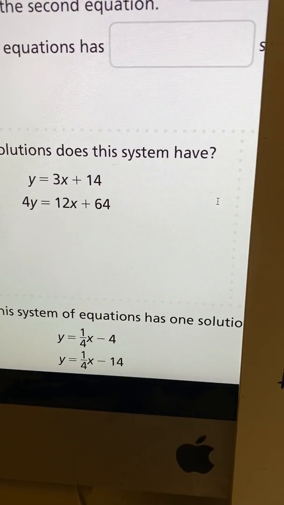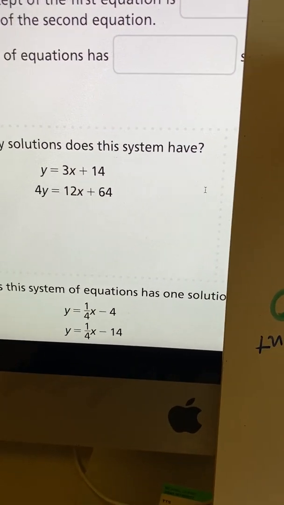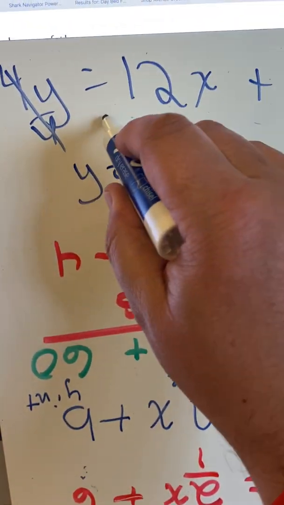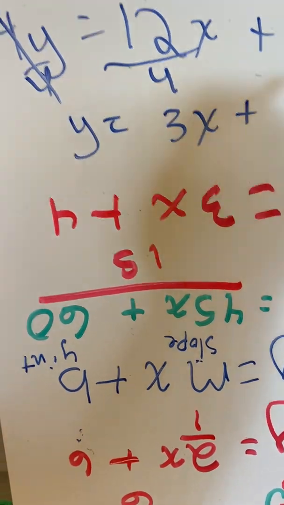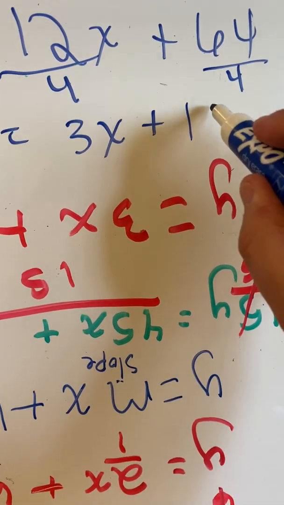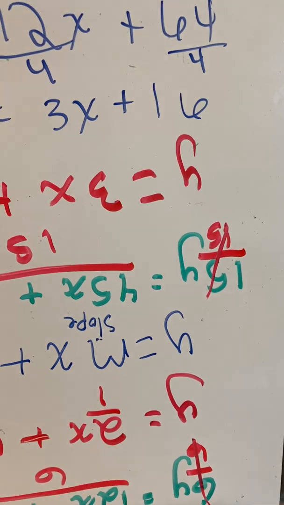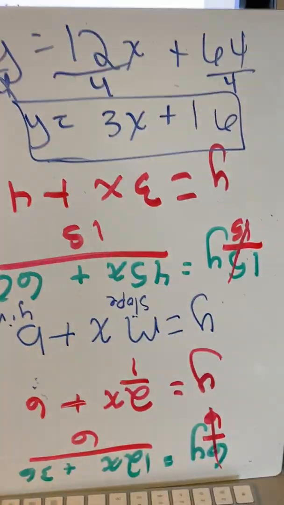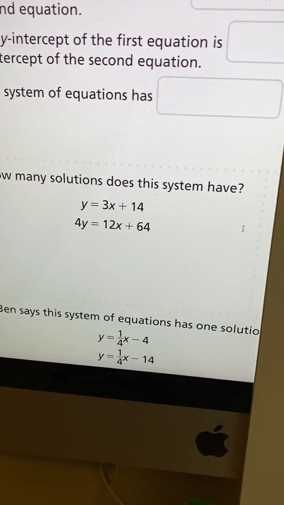I have 4y is equal to 12x plus 64. Divide everything by 4, that makes just plain old y. Divide this by 4, that makes 3x. Divide this by 4, 64 divided by 4, that is 16. All right. So my form for that one, y equals 3x plus 16. That's y equals 3x plus 16. That's y equals 3x plus 14.